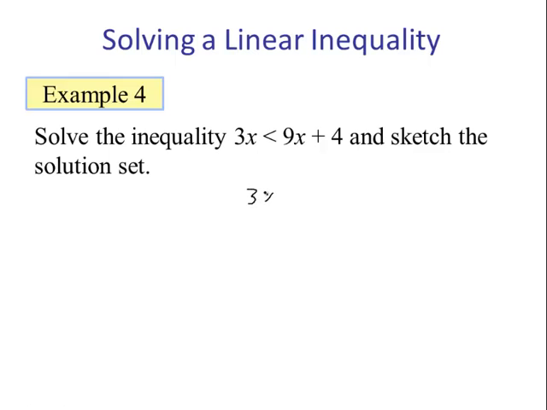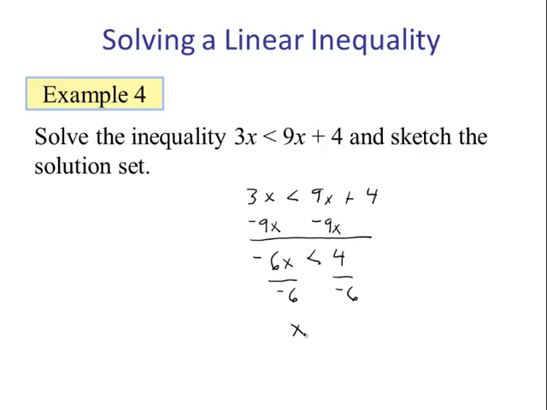So we have 3x is less than 9x plus 4, and because we want the inequality to be on the left hand side, I'm going to subtract 9x to both sides. We want all the x's on the left hand side. This becomes negative 6x. Bring down my inequality symbol, and we have 4. Now to get rid of the negative 6, I have to divide, and we're left with x.